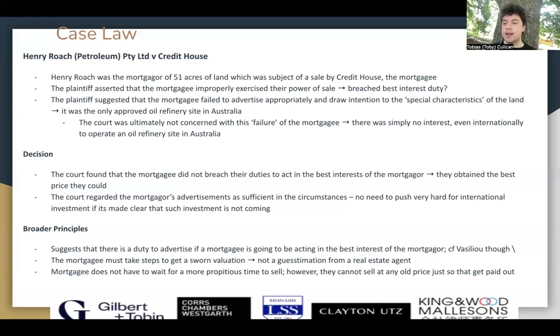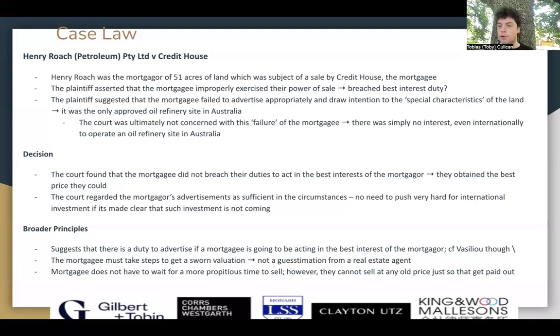Now, really, if you read the judgment, you'll find that there was no market for anyone who wanted to operate an oil refinery in Australia. The reason why is because our labour costs are so high, so you may as well go overseas. And to put it in very neutral terms, there are people overseas who are willing to supply labor at a much more competitive rate.